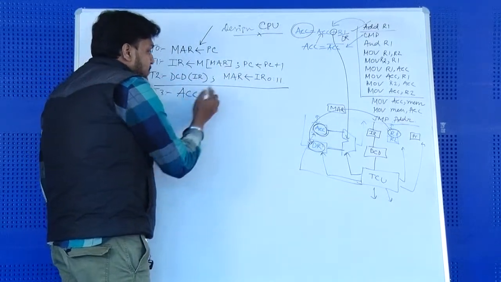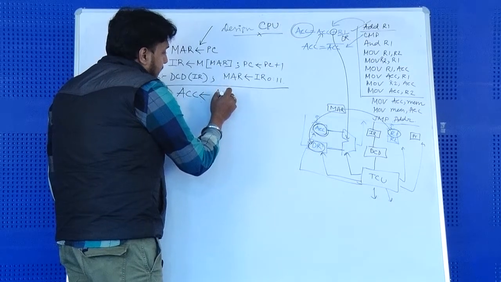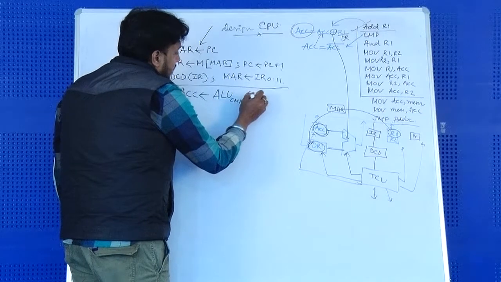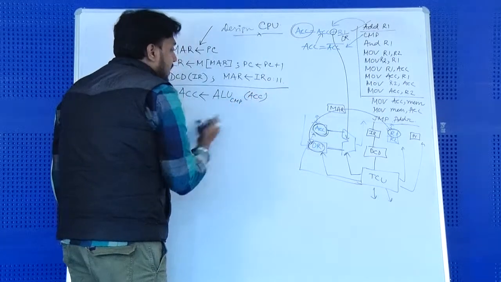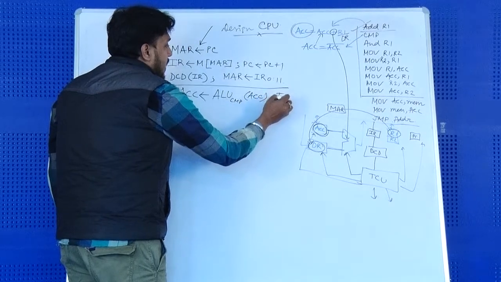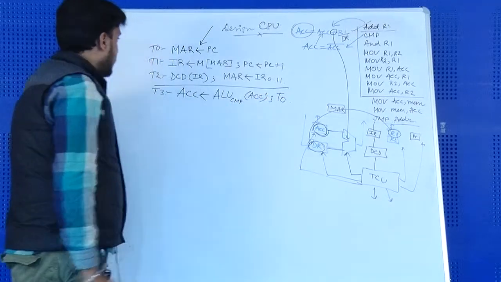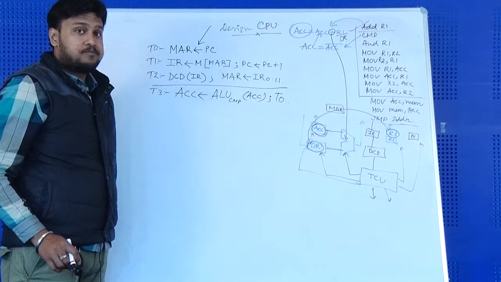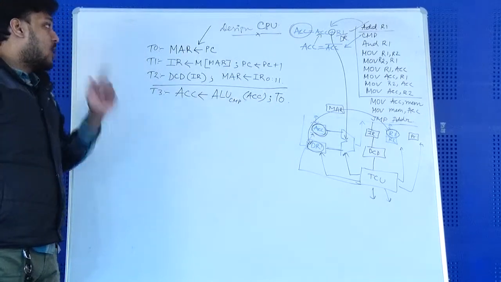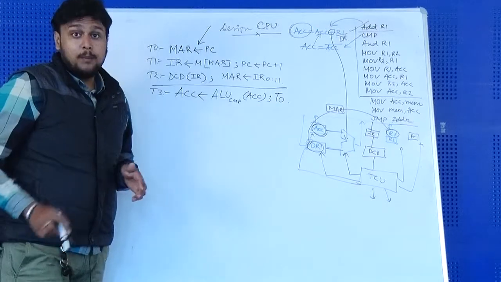So, accumulator here, and here the ALU will get the control signal for complement, and it has to complement the value which is stored in the accumulator itself, and again we have to initiate the T0. So, this is the micro operation for accumulator complement.